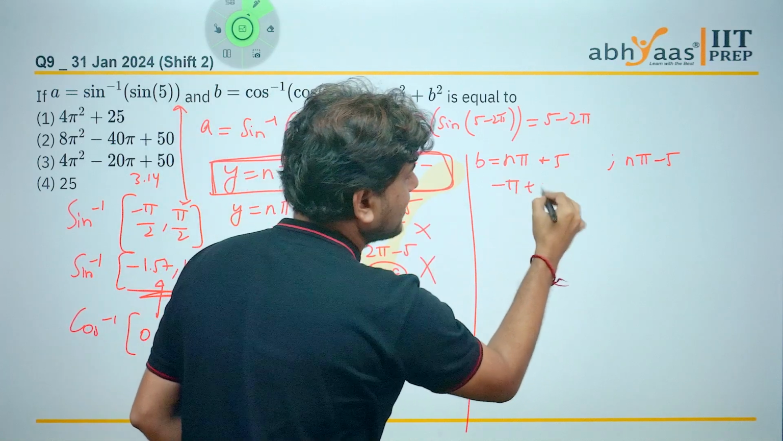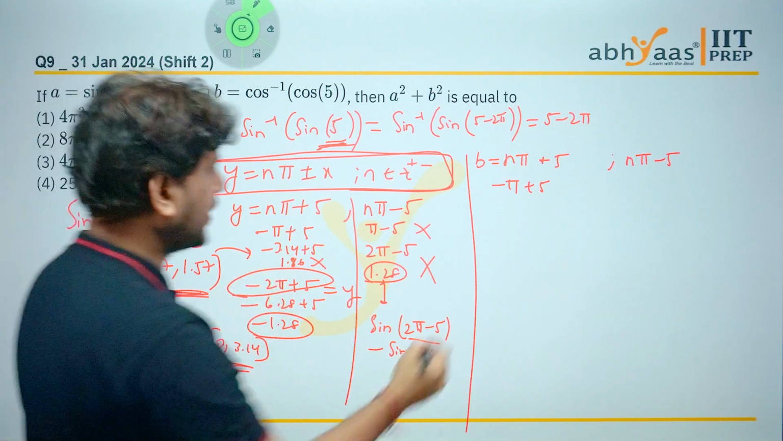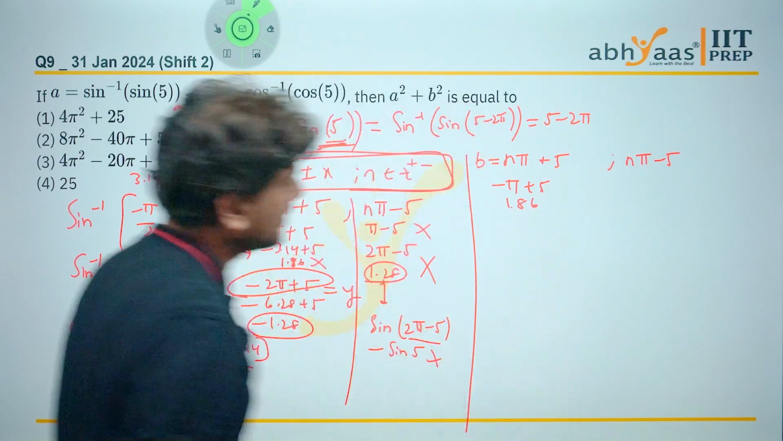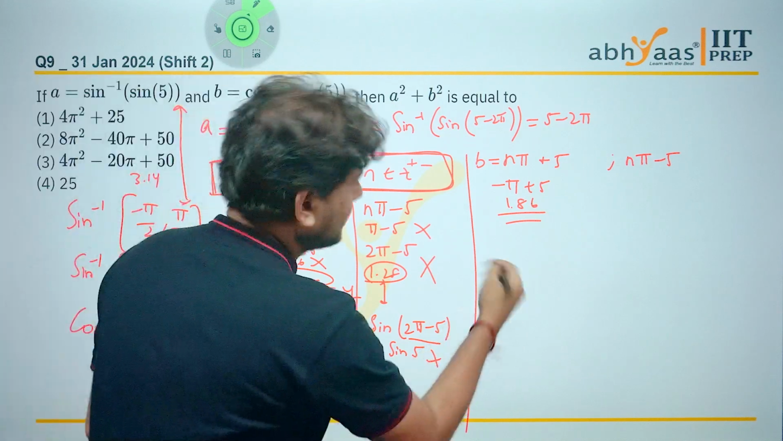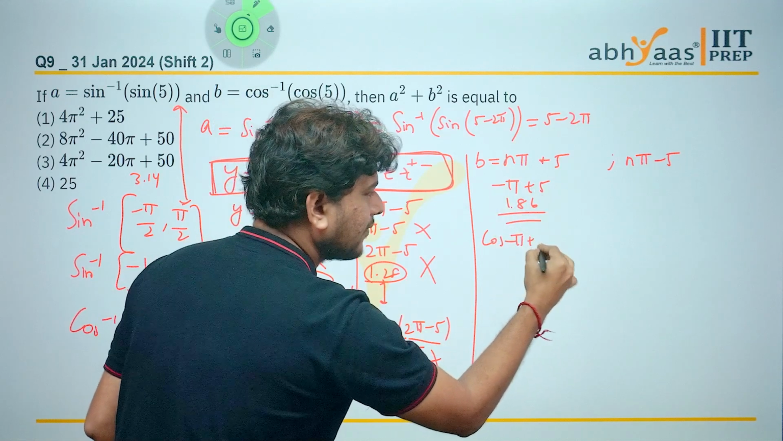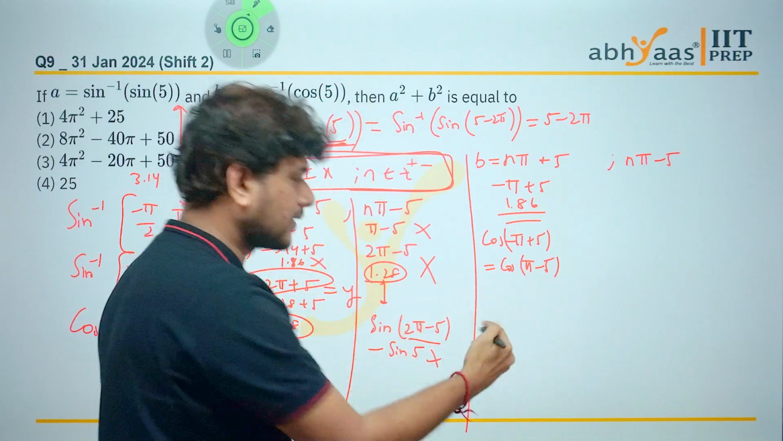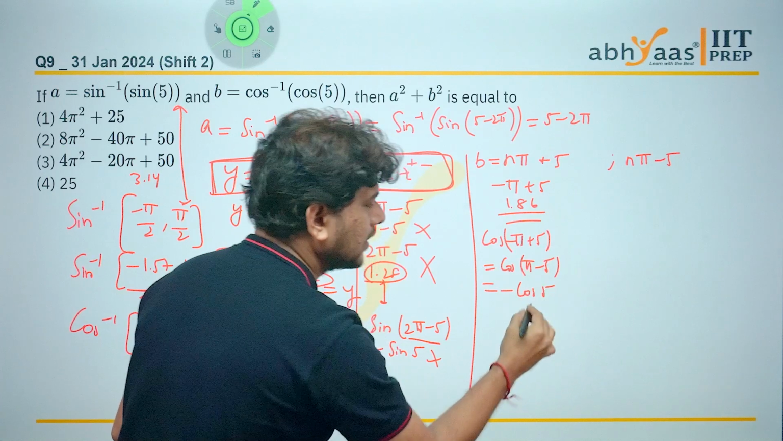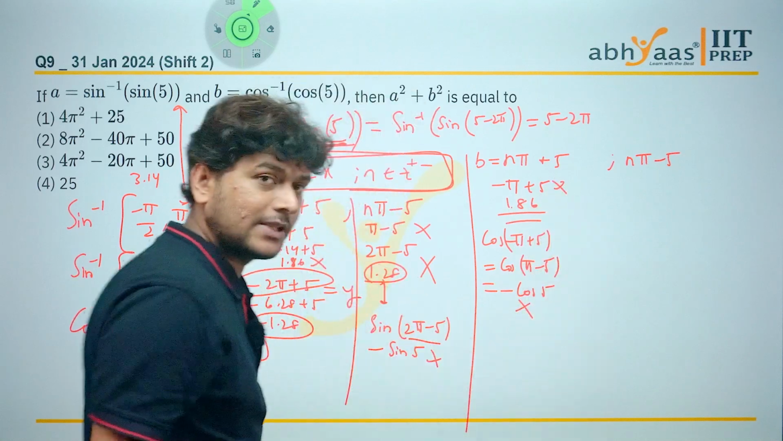So minus pi plus 5, we did it, 1.86. This falls under 0 comma 3.14, but we have to check. Cos of minus pi plus 5 is the same as cos of pi minus 5, because cos of minus theta is equal to cos theta. Pi minus 5 lies in the second quadrant, so we'll get minus cos 5, which is not the case for us, it is cos 5. So we won't be taking minus pi plus 5.